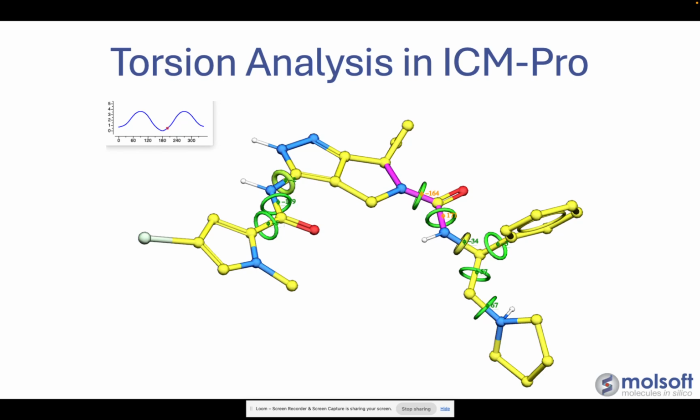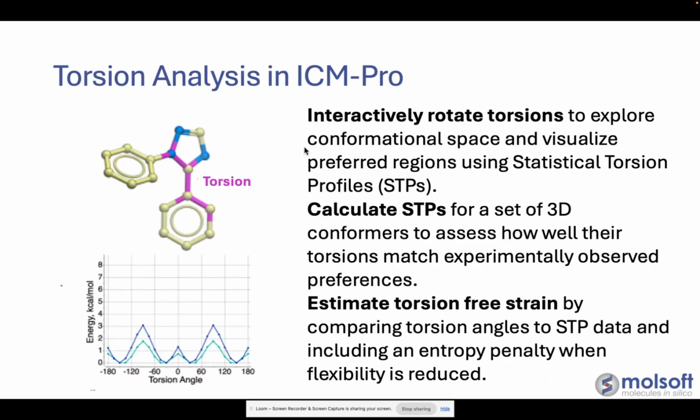When designing or modifying potential drug candidates, one of the most important questions is whether the molecule can naturally adopt the proposed conformation that you have. For example, could a chemical modification relieve the strain, or could a modification introduce new torsional stress? I will show you how you can interactively rotate torsions and visualize the statistical torsion profiles. I will show you how to calculate the statistical torsion profiles, and also how to estimate torsion-free strain.